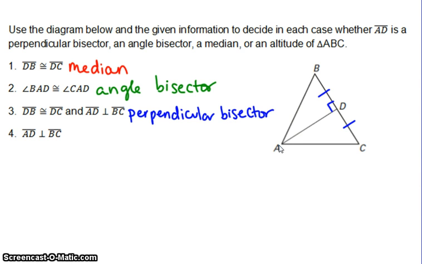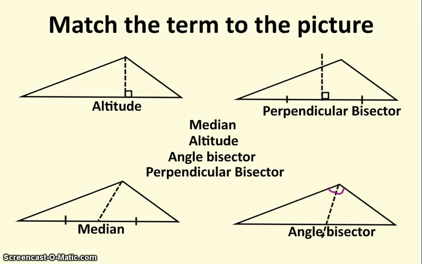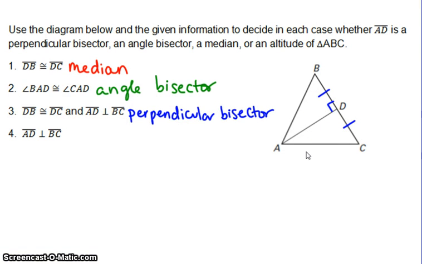Now, the perpendicular bisector can go through the vertex. I know that on our previous problem, it did not. That's because of the obtuse triangle that we have here. It will go through the vertex in an equilateral triangle, and one of them will go through in an isosceles triangle. So a perpendicular bisector can go through the vertex, but not always.